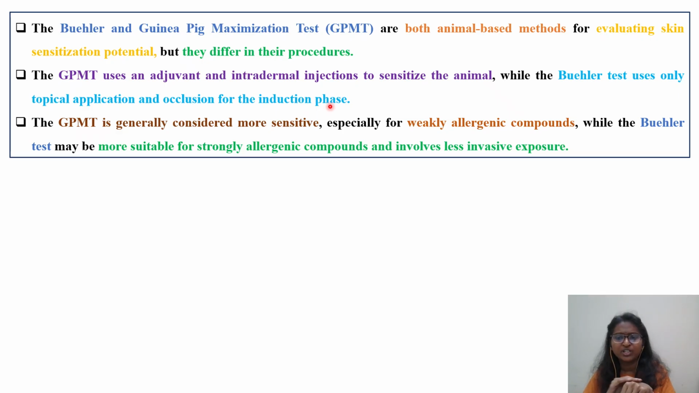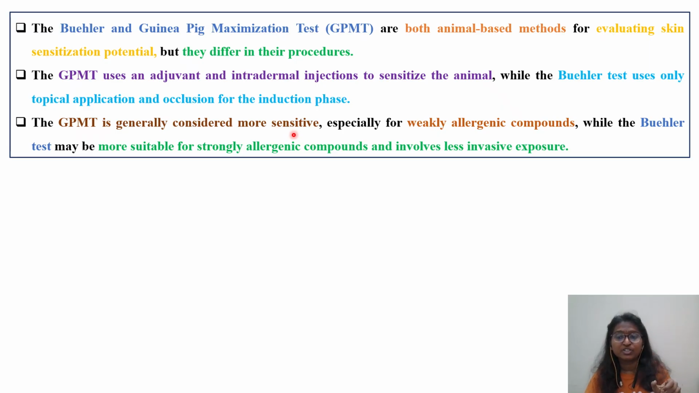Whereas in the case of Buehler assay, to introduce the induction phase, you are doing only topical administration. In the case of GPMT, you are giving intradermal injection. The GPMT is generally considered more sensitive when compared to Buehler assay. This is again an important point that I have to remember.